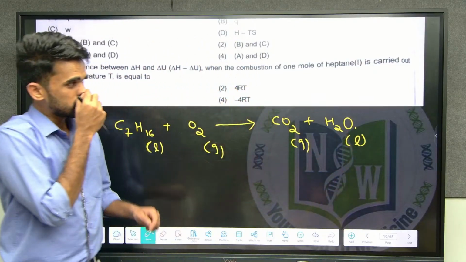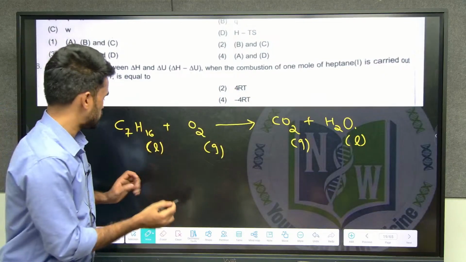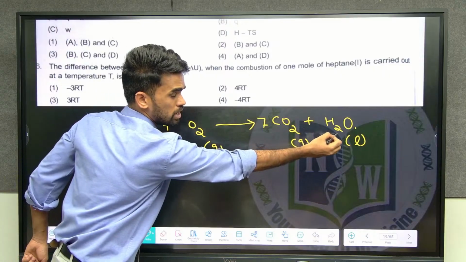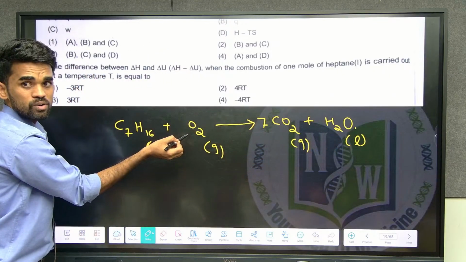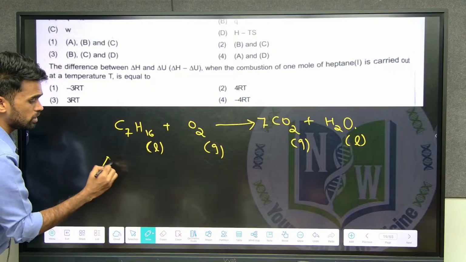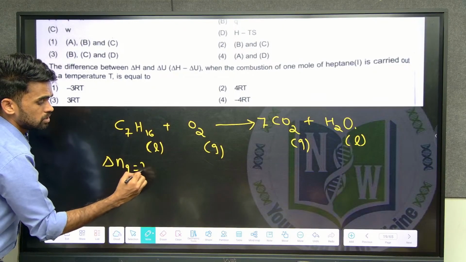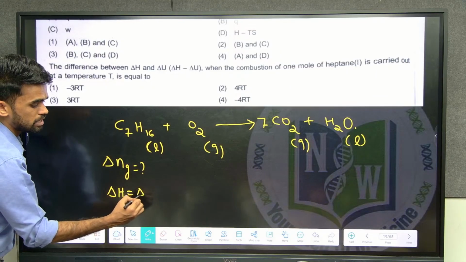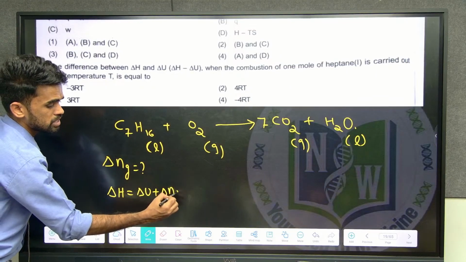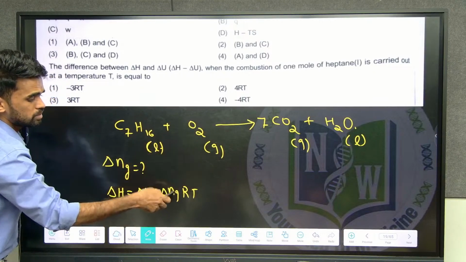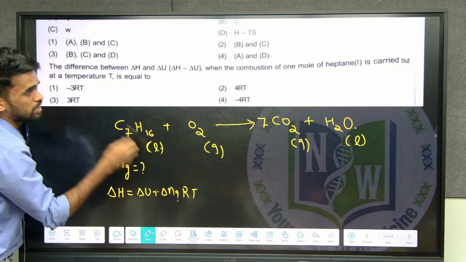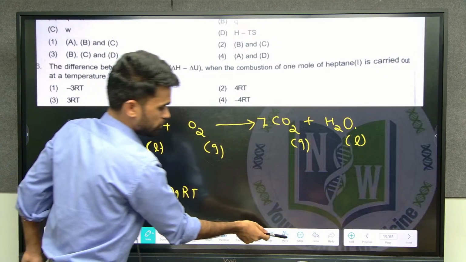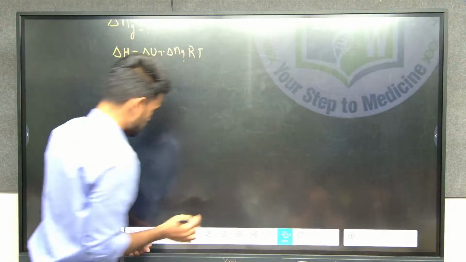So, sir, how can we do this? You can do this first: balance the equation, like 7 for carbon, how many water molecules are formed, and how many oxygens are used. From that, what do you need to calculate first? After finding delta Ng, use delta H equals delta U plus delta Ng RT. Put it here and you will get the answer from the 4 options. Did you get how we are doing this? If you want, I will give you one more simple example.